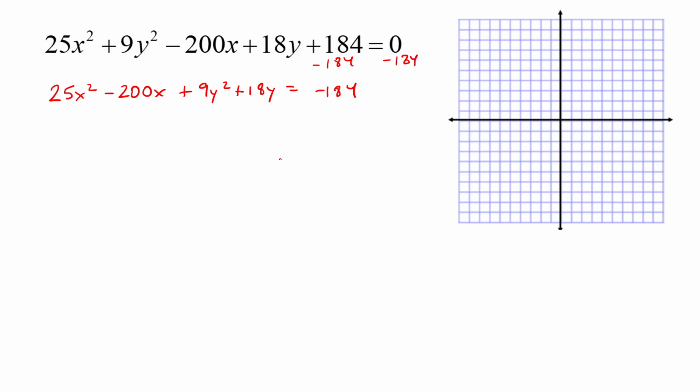Okay, what we have to do at this point is get x squared alone. And so what we do is look at these two terms and pull out a common factor. Okay, 25 goes into 200, so we can pull out a 25. It goes in 8 times. Now leave a space because now we're going to complete the square. All right, same thing here. Pull out a common factor, pull out the 9 in front of the y squared because 9 goes into 18 twice.